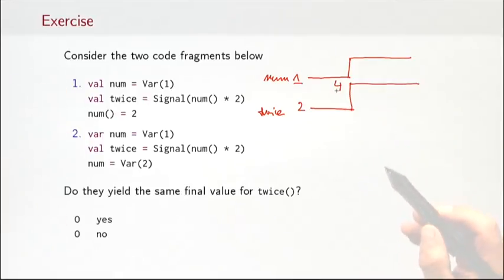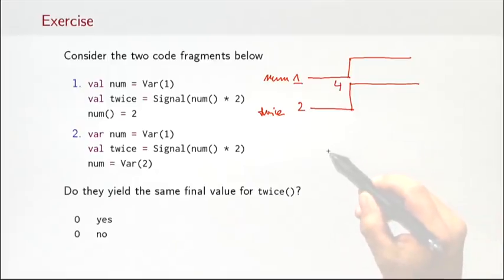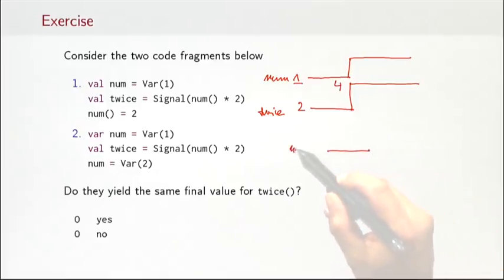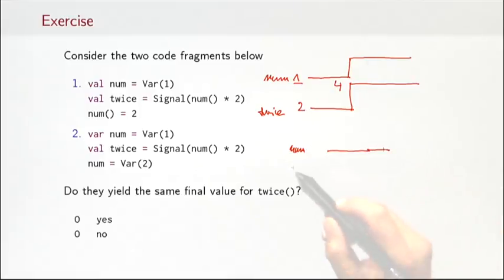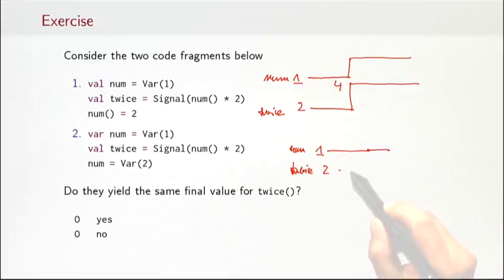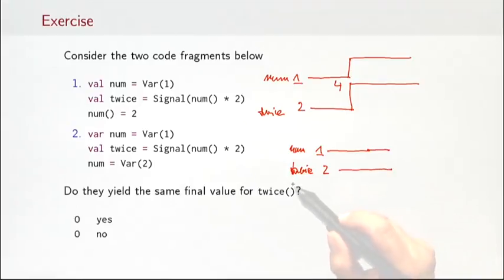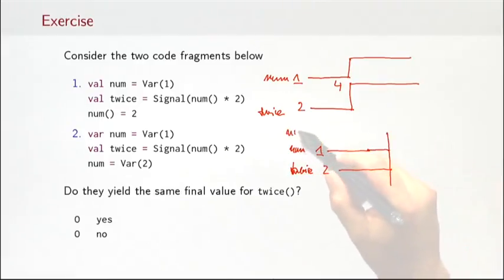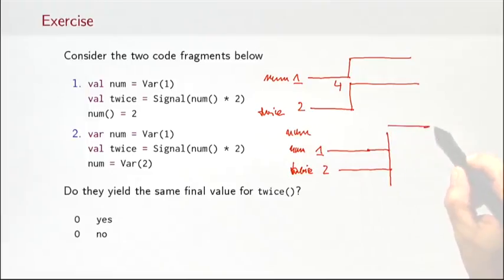Let's have a look at the second one. So again, I have num equals var1. And twice is 2. But what I do now is I define a new signal num and assign it to the variable. So after this point here, num in fact points to a new signal that has the value 2. Whereas the twice signal, in fact, would still depend on this signal here that I have created up here, so it would stay 2 forever.